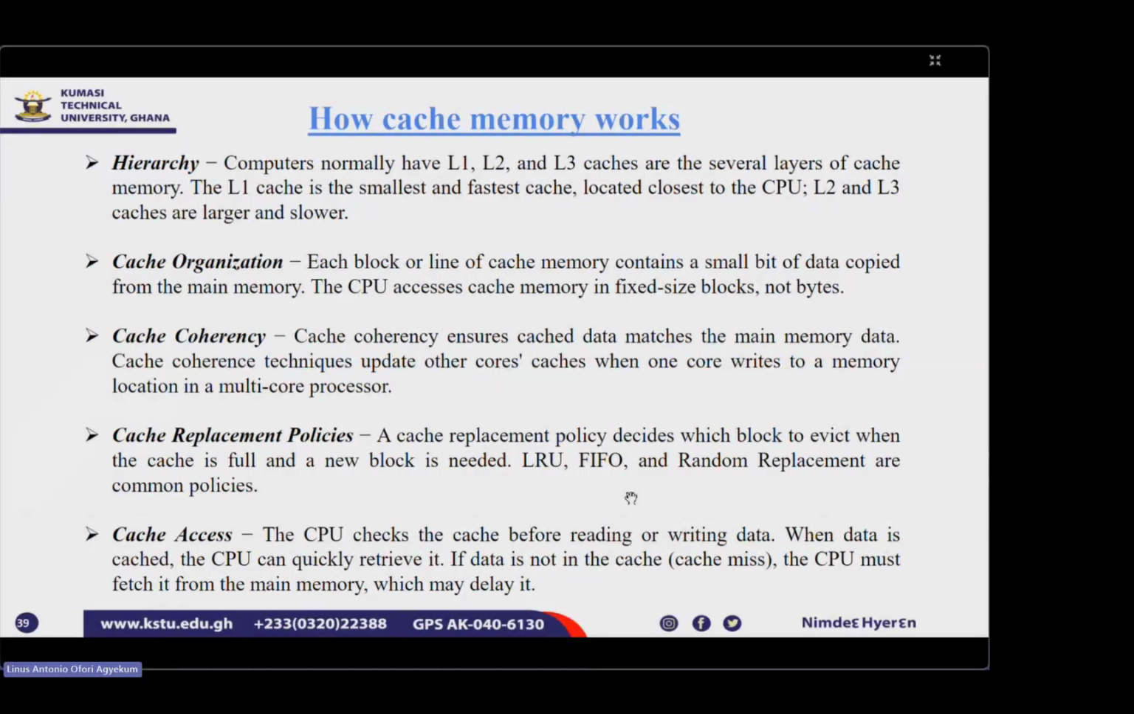So now, how does the cache memory work? Most computers have L1, L2, and L3 caches, and these are several layers in the memory. And like we have said earlier on, the L1 is the smallest and fastest, and located very close to the CPU.